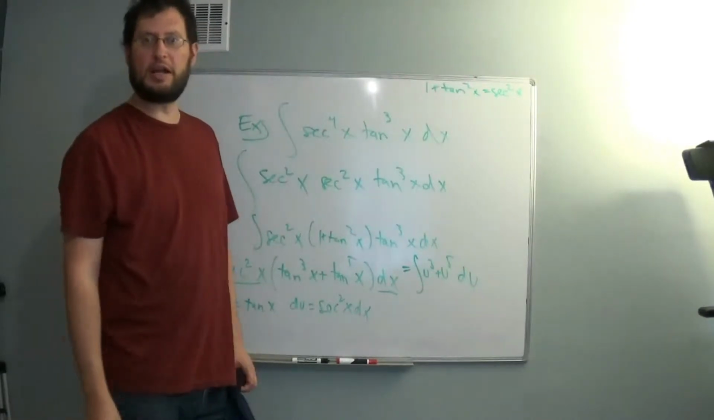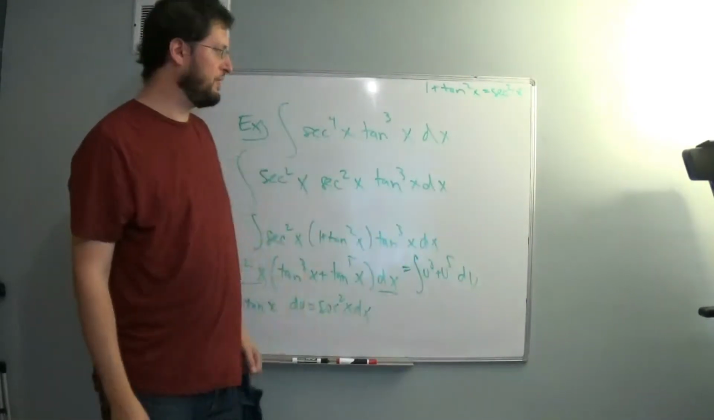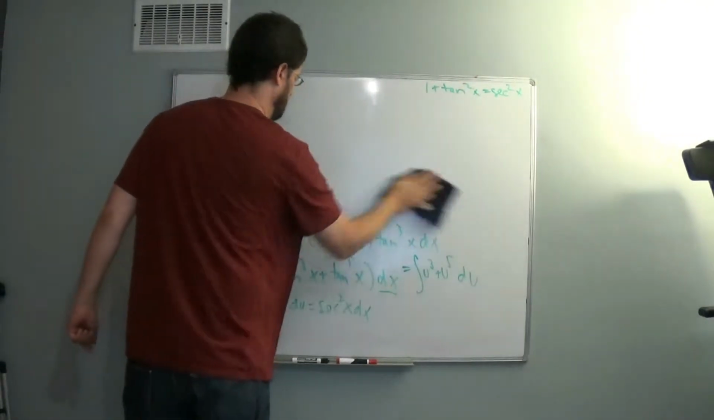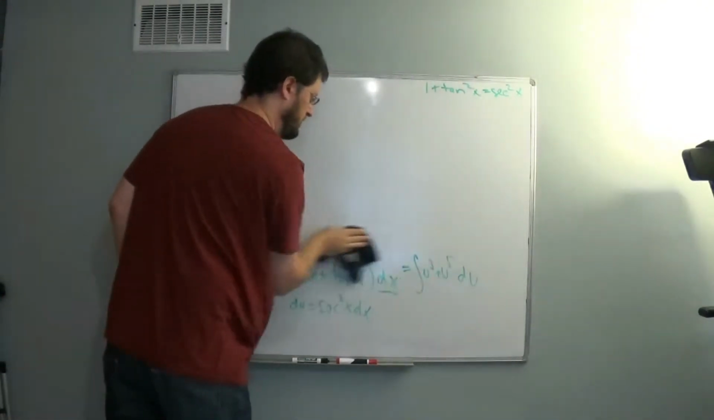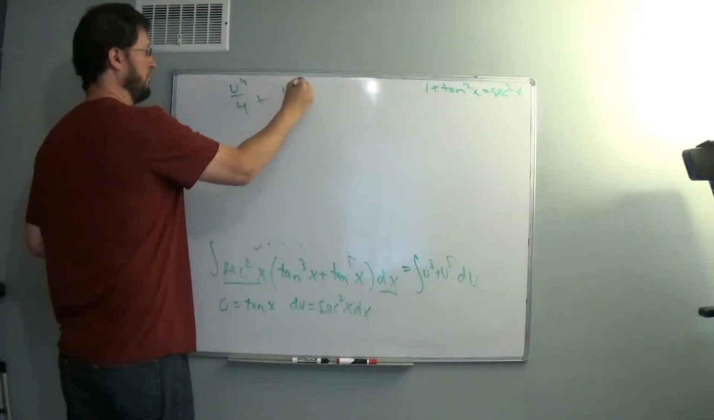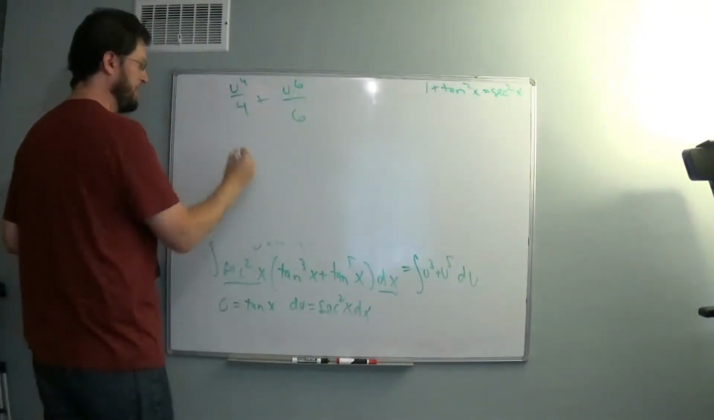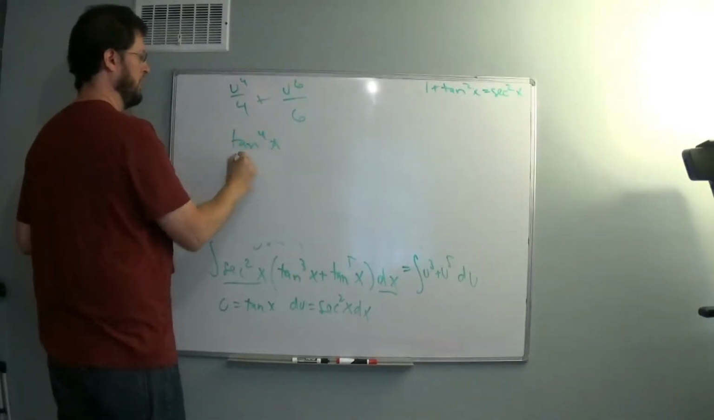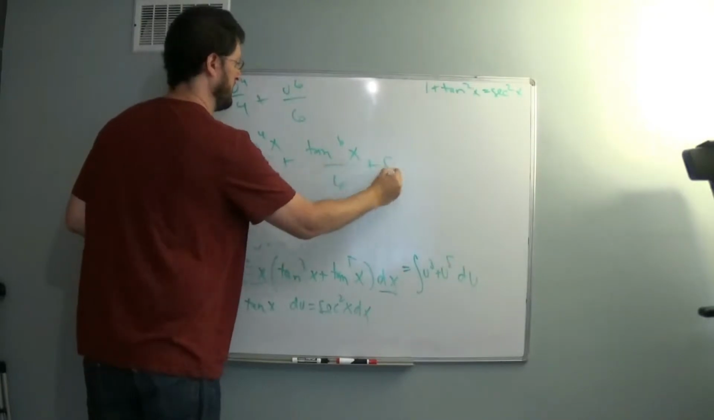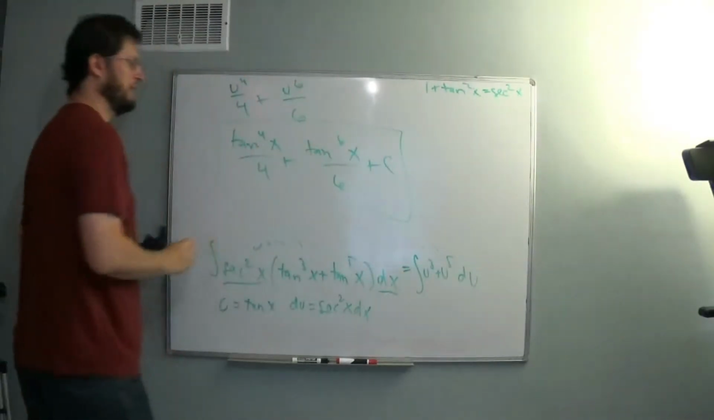which is easy to integrate. u to the 4th over 4 plus u to the 6th over 6, and u is tangent, so tan to the 4th x over 4 plus tan to the 6th x over 6 plus c is the final answer.